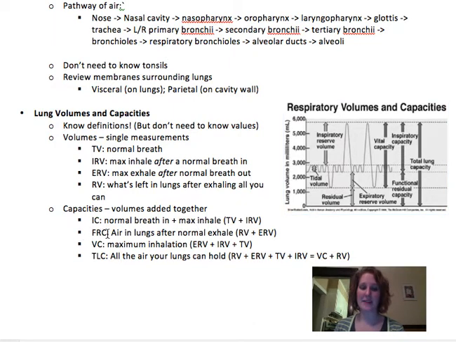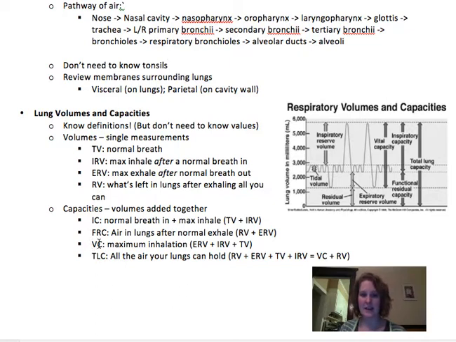Functional residual capacity is the air in the lungs after a normal exhale. So it's your expiratory reserve plus the residual volume. So you breathe out, just a normal exhale, and then everything that's left, including residual volume, is your functional residual capacity.